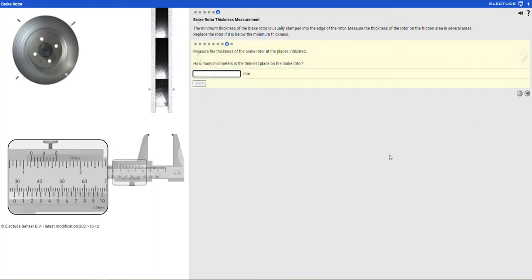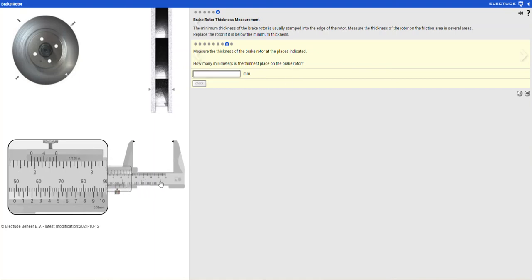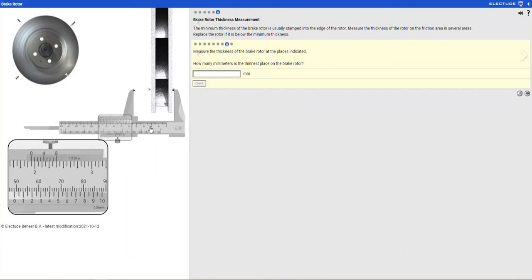We'll go to our next question, and we're going to measure and find the thinnest place on this brake rotor one more time. Right, we'll start at our first point, close our caliper, tighten it, find my whole number. This is a 27.5. So I've got 27.5, maybe 27.55 millimeters on this one.